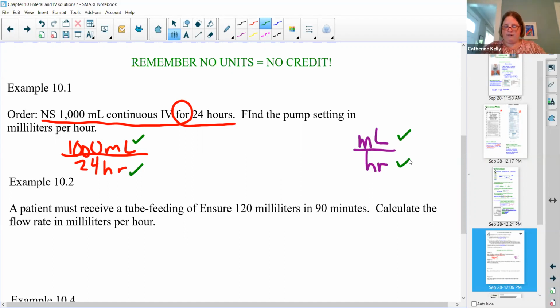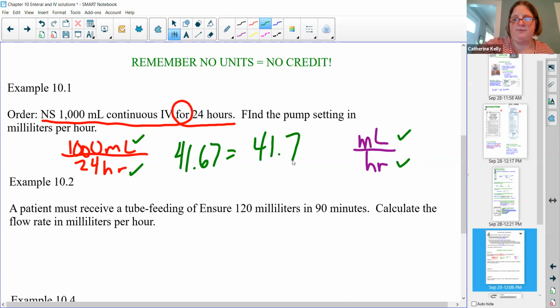So this was the easier one, a one-step one, and I'm just going to say, oh, cool. So 1,000 divided by 24 is 41.667. So it's going to be 41.7 milliliters per hour.